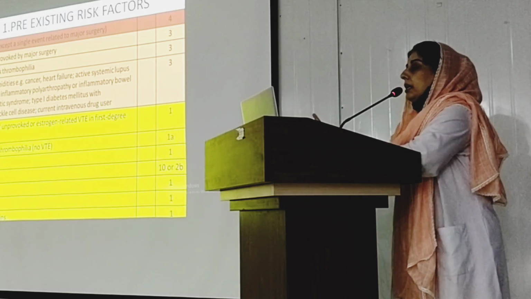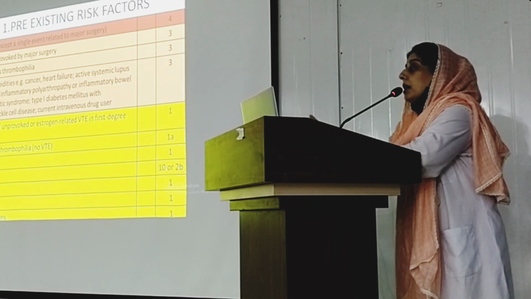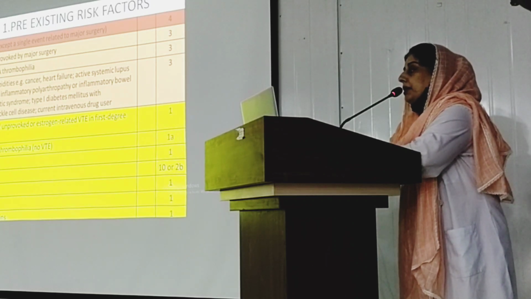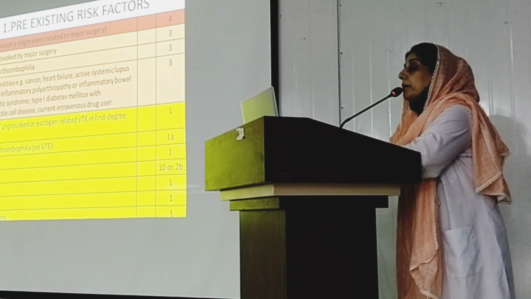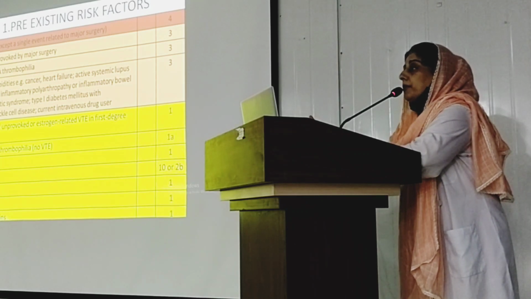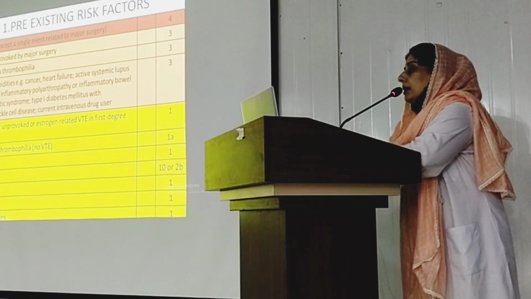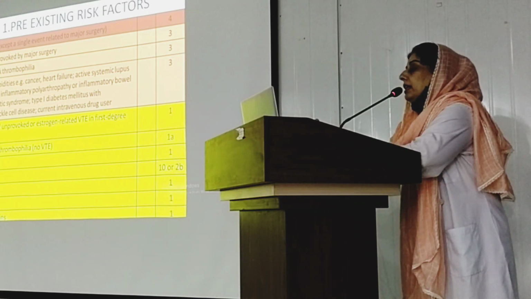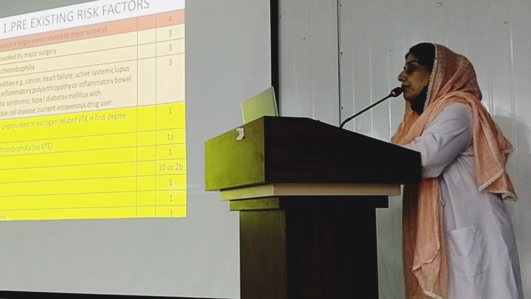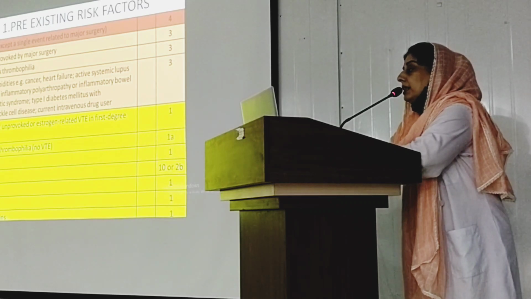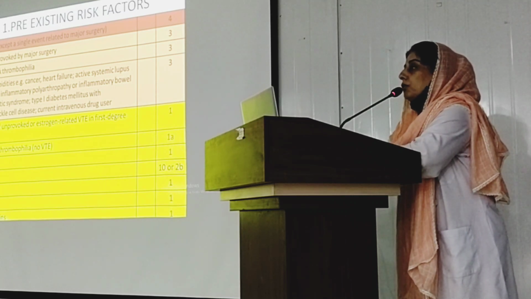Medical comorbidities. If you look, these are very high risk comorbidities, like a patient with cancer, heart failure, active SLE, inflammatory polyarthropathy or inflammatory bowel disease, nephrotic syndrome, type 1 diabetes with nephropathy, not only type 1 diabetes, sickle cell disease, and current intravenous drug users. The other risk factors are not in the red format, so they are yellow, with one score for each of these. For example, if the patient has a family history of VTE in a first degree relative, or a low risk thrombophilia. Low risk ones are those which are heterozygous for the genes.